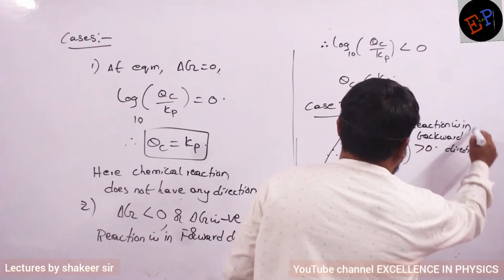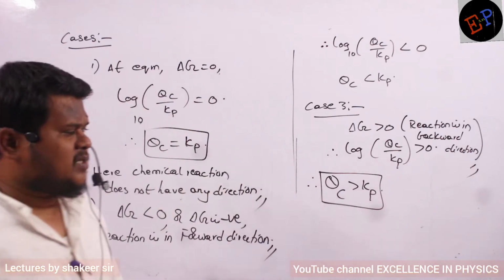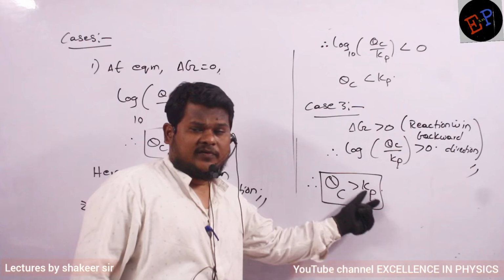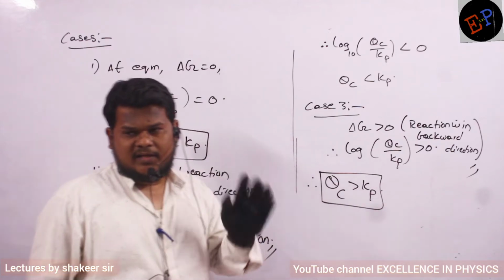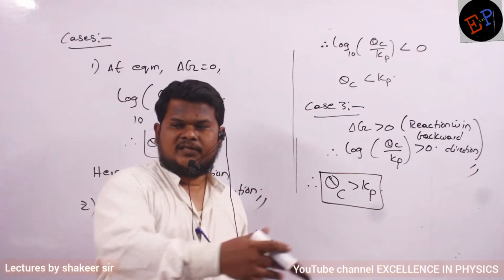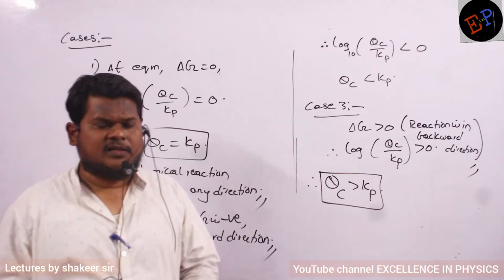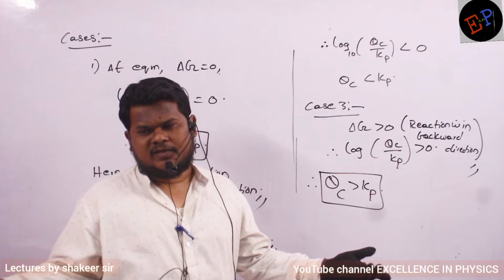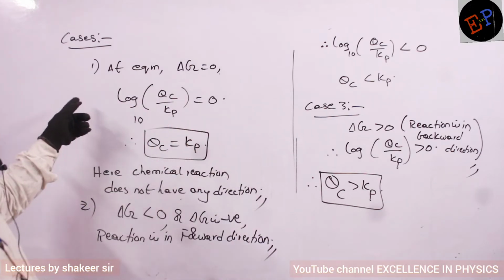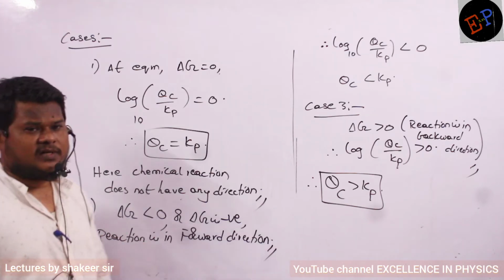Understood? So therefore the values of delta G, the values of QC and the value of QP decide the direction of the reaction. Whether the reaction is in forward direction, in backward direction, or at equilibrium, where there is no direction for the reaction. When Gibbs free energy is 0, then the reaction doesn't have any direction.